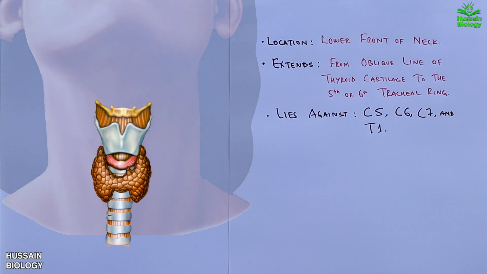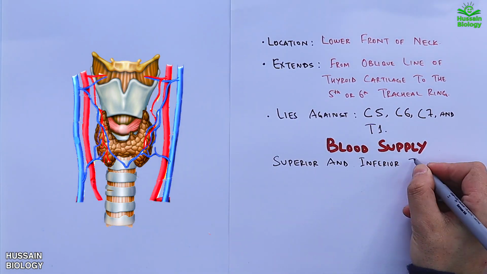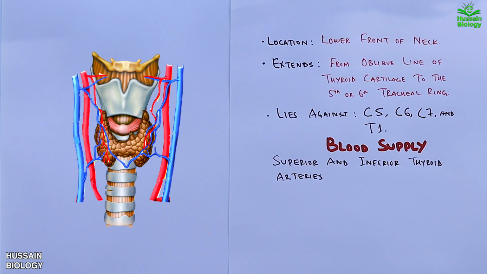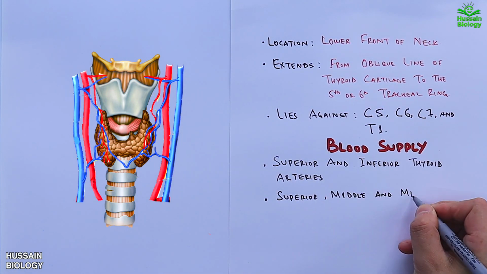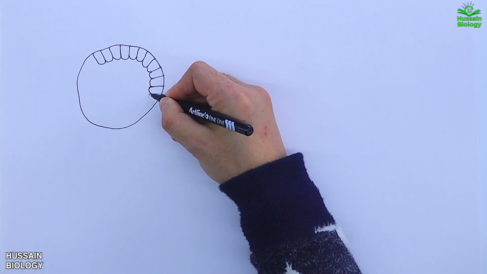And now getting to its blood supply. As we see in the diagram, it has superior and inferior thyroid arteries and superior, middle and inferior veins. Moving further towards the histology of the thyroid gland.